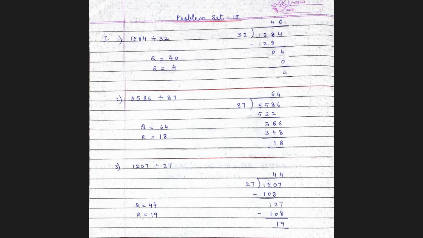Now when I subtract 558 minus 522, I get my answer 36. Okay. Now 36 I cannot divide, so I get the next number down. So I get my number as 366. 87 goes 4 times, so 348, because 87 into 5 would give me a bigger number than 366. So 87 into 4 is 348. Subtract, I get my answer 18. So quotient is 64 and remainder is 18. Children, I hope these sums are clear to you.